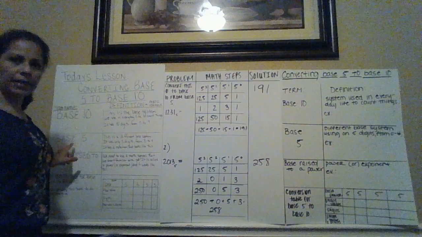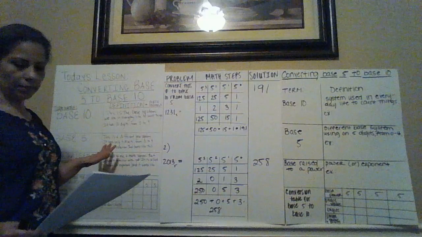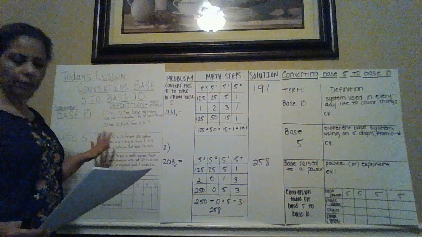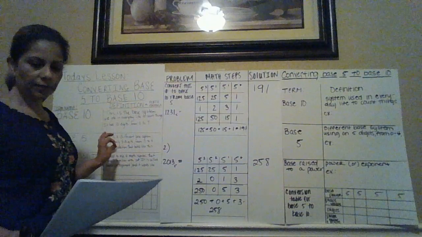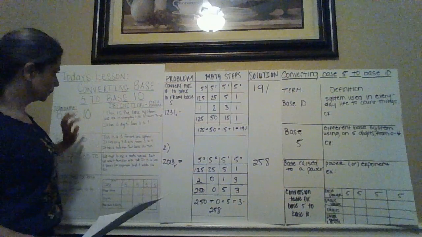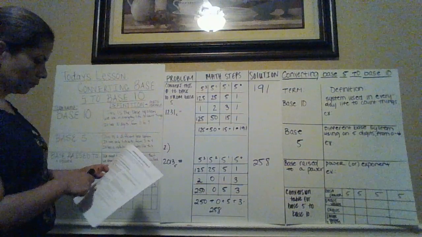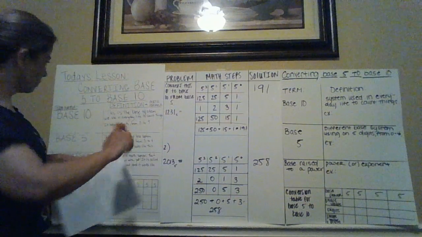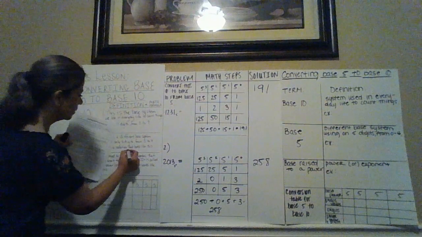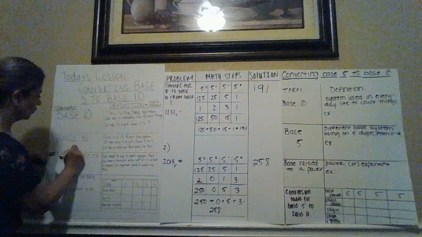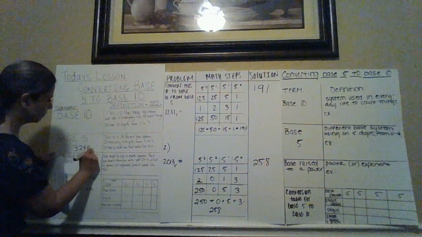The second one is base 5. This is a different base system. It has only 5 digits, 0 to 4. It has a notation that looks like this. It looks like a number, 30 to 40 with a base of 5.